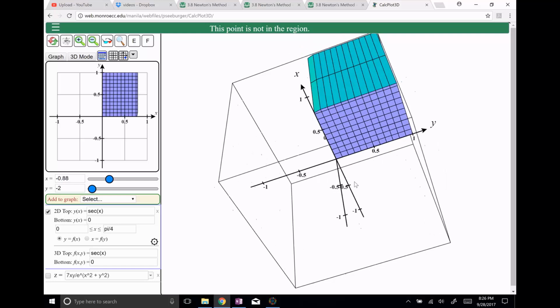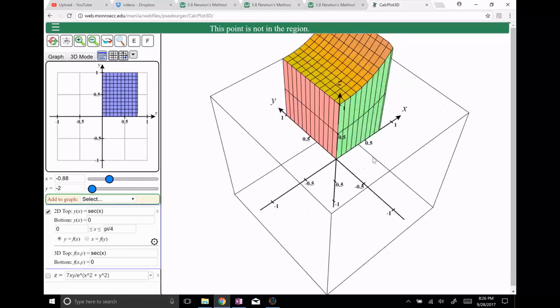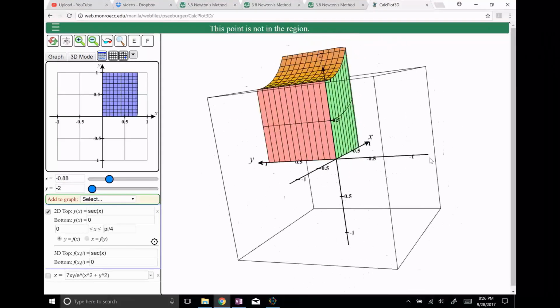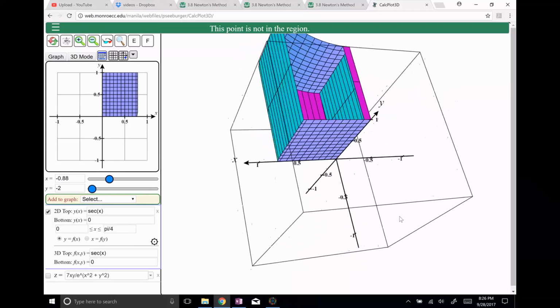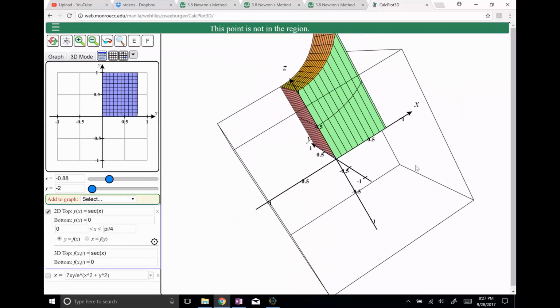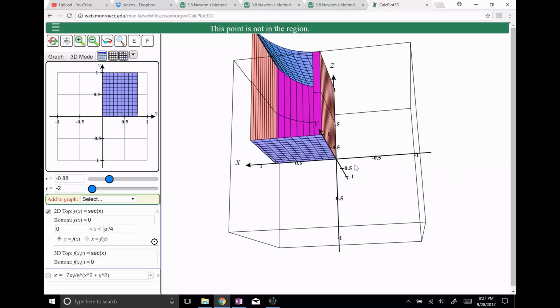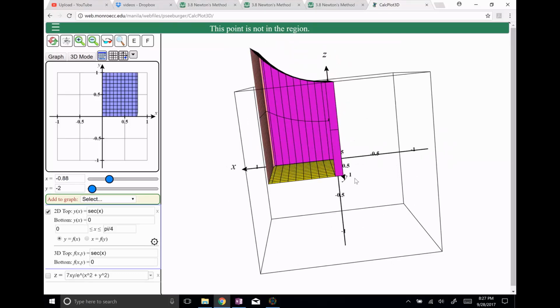It's not quite length times width times height, because it's not a rectangular prism, but if we calculate the volume of this structure right here, how much water would it hold? The claim is that it would be 1.